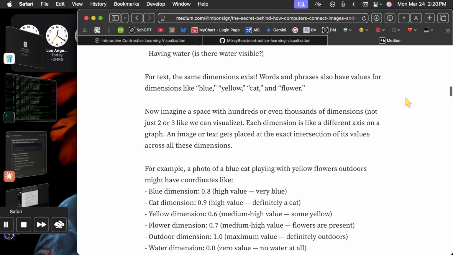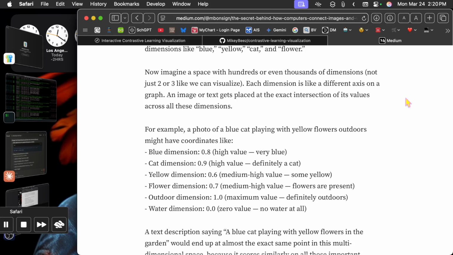Now imagine a space with hundreds or even thousands of dimensions, not just 2 or 3 like we can visualize. Each dimension is like a different axis on a graph. An image or text gets placed at the exact intersection of its values across all these dimensions.